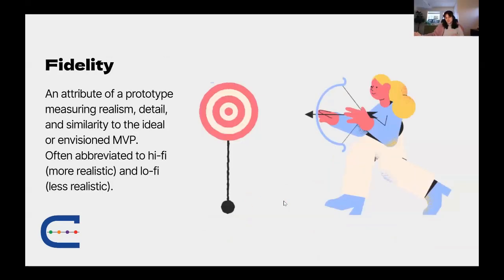Another really important definition, real quick, is fidelity. Fidelity is an attribute of a prototype that measures realism, detail, and similarity to what you're trying to build, ideally in your mind. One level of fidelity isn't necessarily better than the other. It should really be an iterative process where you're starting at low fidelity and then building to high fidelity. It can also really help you save money and time by building a lo-fi prototype at first and then scaling up to hi-fi. That's what my team did. We literally started off with Legos and ended up with a full-scale prototype. So, really a helpful concept.